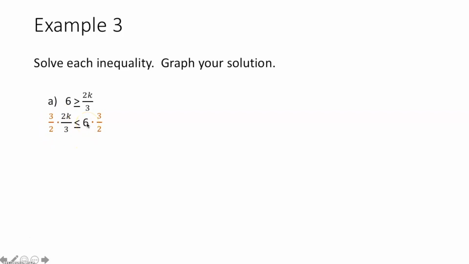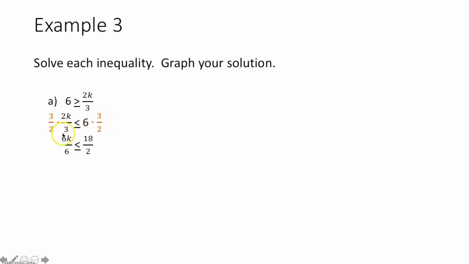On this side, how do I multiply a number like this with a fraction? Well, what I have to do is change this to a fraction. 6 is the same thing as 6 over 1. So 6 over 1 times 3 over 2, you multiply the numerators together and denominators together. 6 times 3 is 18. 1 times 2 is 2. So I get 18 over 2.